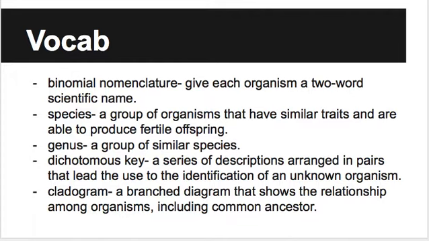A dichotomous key is a series of descriptions arranged in pairs that lead the user to the identification of unknown organisms. And a cladogram is a branch diagram that shows the relationship among organisms, including common ancestor.